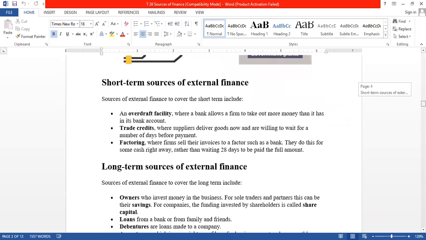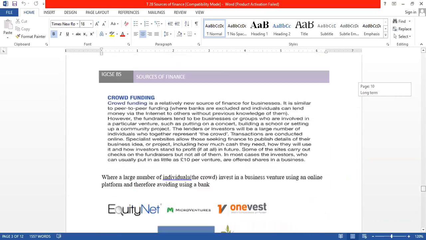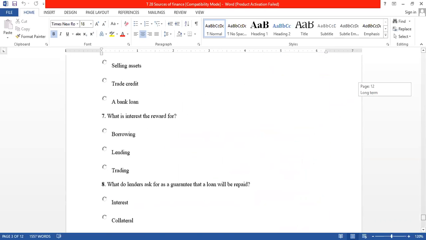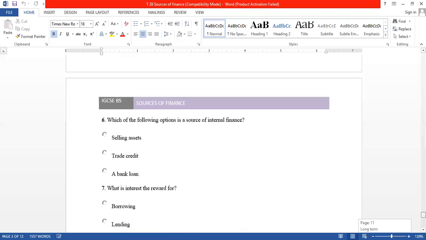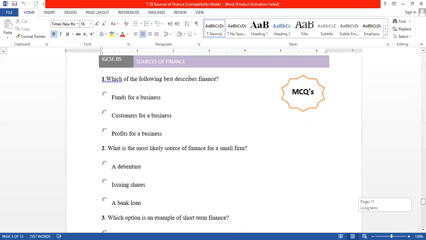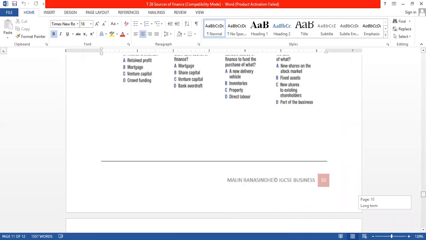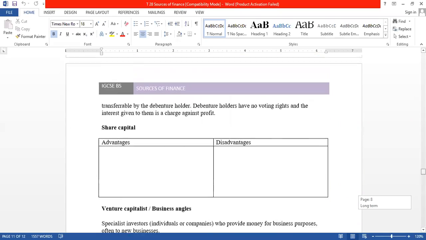So now you can find internal and external sources like that. I would like to go through one past paper question which came from there. You can see here the MCQ questions and the availability of money. Question number 1: which of the following best describes finance? Finance is not customers, it's not profit, it's always funds for a business. Like my other handouts, this one also has MCQ questions, and you can see all the methods are available.